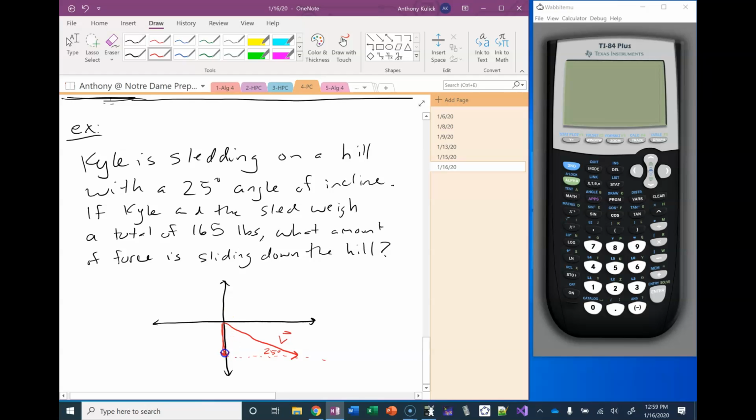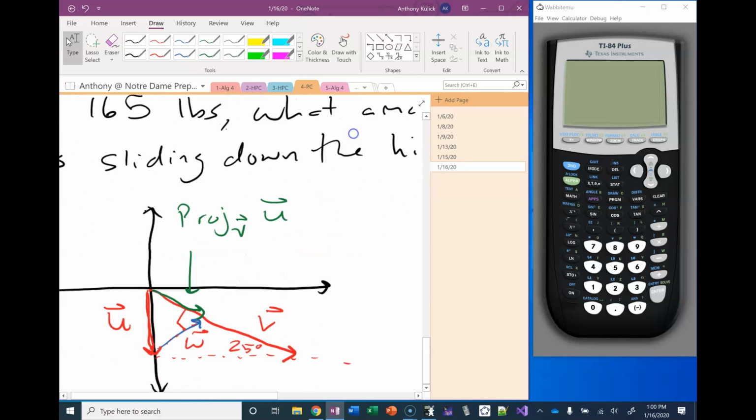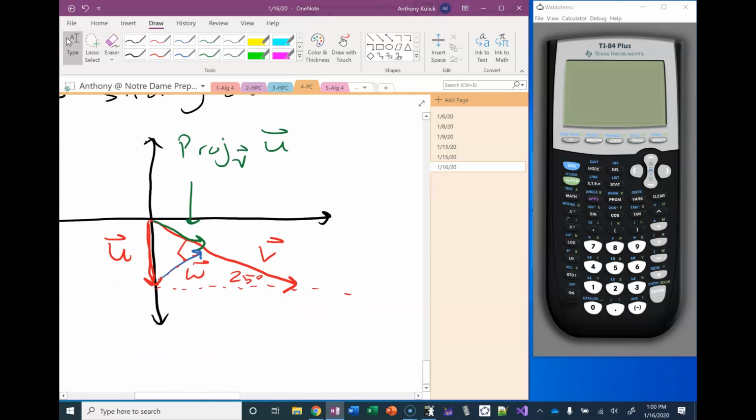So what I want here is to project this vector U, that's my force due to gravity, onto vector V. So this was like the vector W that we drew in the picture. So this spot here is my projection of U onto V. I'll zoom in there, make it a little bit easier to see what's going on in my picture.